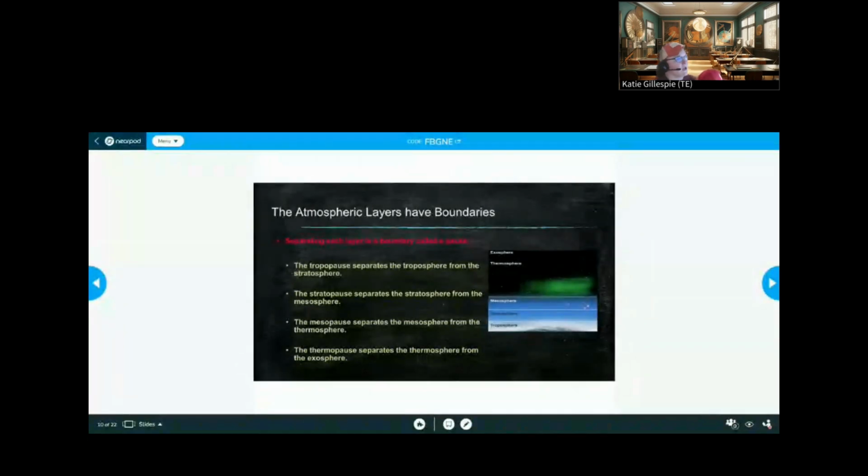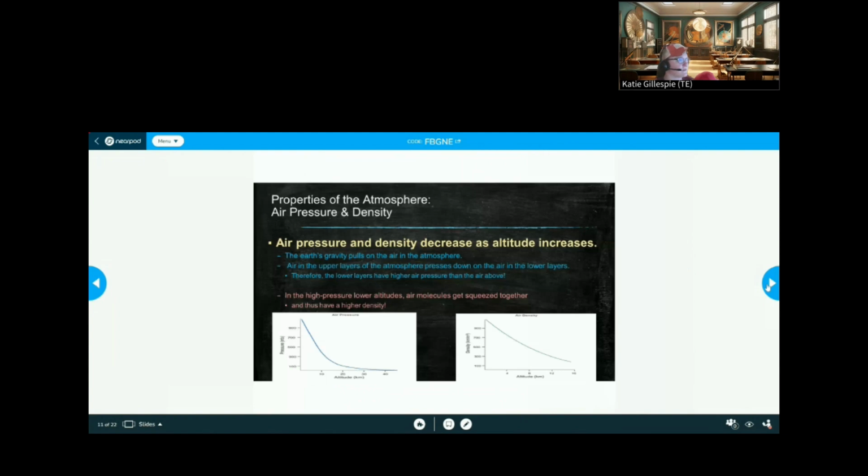It's very good. Separating each layer, I hesitate to even use that word boundary because there's no real boundary. There's just a mixing of the gas in these places. But we have what's called a pause. So between the troposphere and the stratosphere, we have the tropopause. Again, the stratopause between the stratosphere and the mesosphere. And so that makes sense, right? From one going into the other. Use the same root word there, and we're adding pause to the end of it. So it's just that boundary in between where those gases are mixing and becoming the next layer.